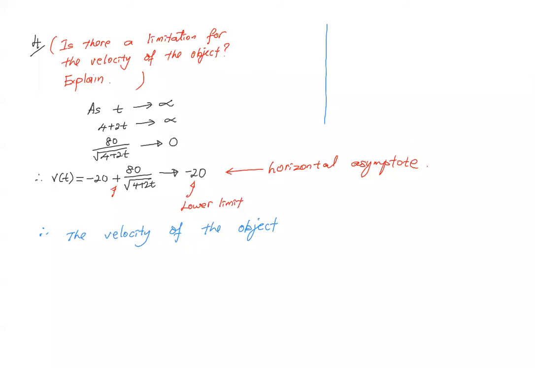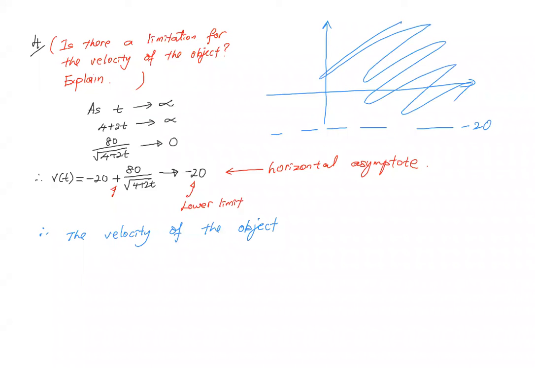So if I try to plot the velocity time graph, correct? This is your negative 20. So your graph will be above here. So what can you say about the velocity? The velocity of the object is always okay, up to you. You want to say the other way around also can? Is always bigger than negative 20. Is always, yes.